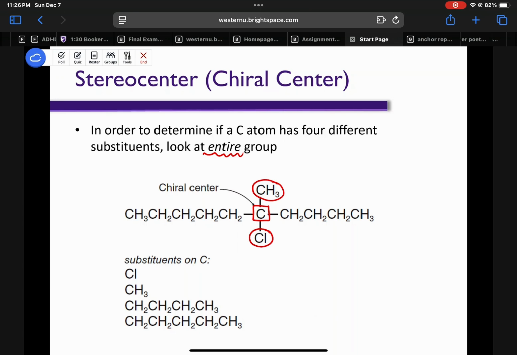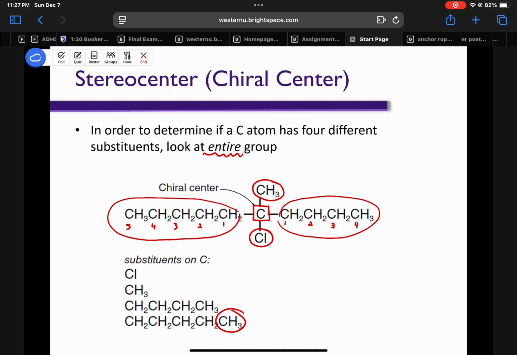But then I see CH2, CH2, CH2, CH2, something, something, something, and I'm not sure if those are the same or different. So I'm going to count 1, 2, 3, 4 versus 1, 2, 3, 4, 5. One of them has an extra carbon and hydrogens. Therefore, the group on the left and the group on the right are unique. They're different lengths, therefore they count as different substituents, and therefore we have a chiral center or a stereocenter.